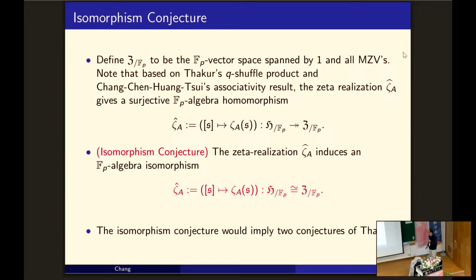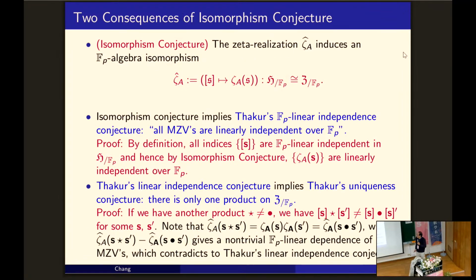I will explain why. Anyway, this is just a conjecture. I'm not sure if it is correct, but I guess this should be correct. I would like to mention that this isomorphism conjecture would imply two conjectures of Thakur. The isomorphism conjecture is very simple. And Thakur has two conjectures. One is the so-called linear independence conjecture: he conjectured that all MZVs are linearly independent over F_p.